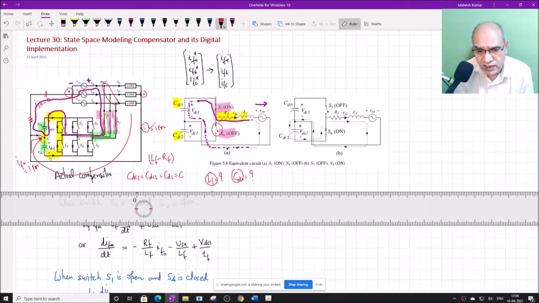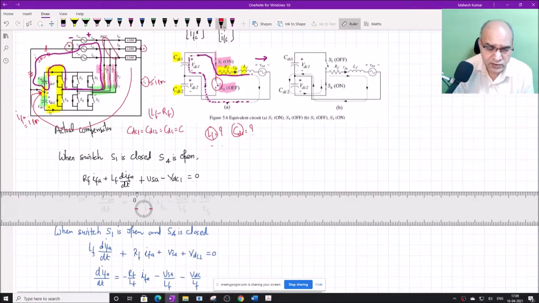Therefore, this is the only circuit, and for this loop we write the equation. Then it becomes RF into IFA drop across this, plus LF dIFA by dt drop across the inductance, plus drop VSA plus to minus. So this is plus VSA, and this comes back here to minus VDC1 because it's a rise. So minus VDC1 equal to 0. This is Kirchhoff voltage law in this loop for S1 on, S4 off.